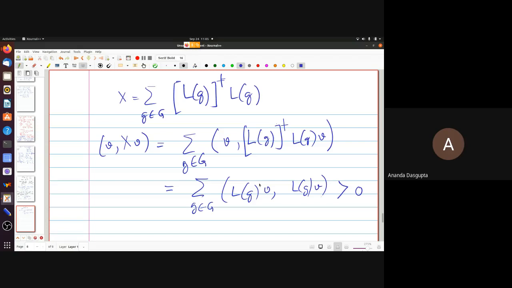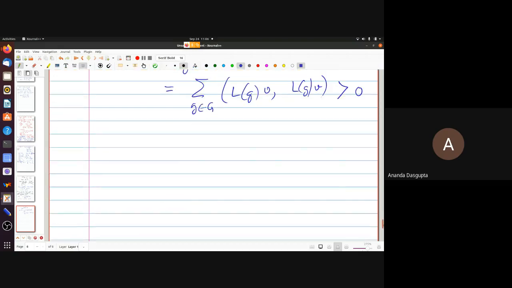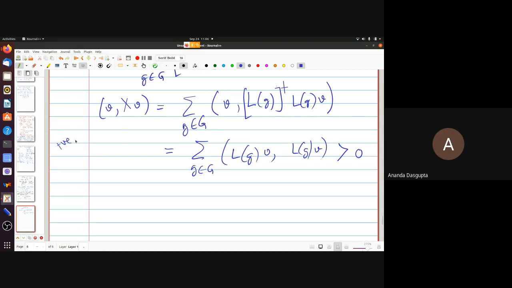I agree that V is not 0. Because L of G is invertible. Exactly, because L of G has to be invertible. It's a representation after all. So since L of G is invertible, L of G V cannot be 0 if V is not 0. So that completes the proof that these are non-zero vectors. So each piece is positive, so the whole thing is positive. So VXV is what is called a positive definite operator. VXV is going to give you 0 only if V is 0, otherwise it's going to give you a positive number.